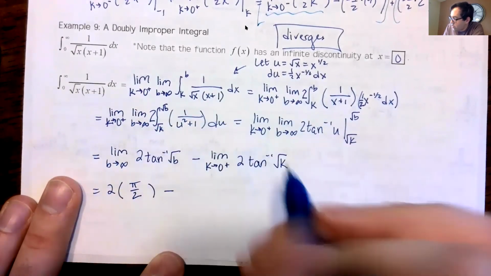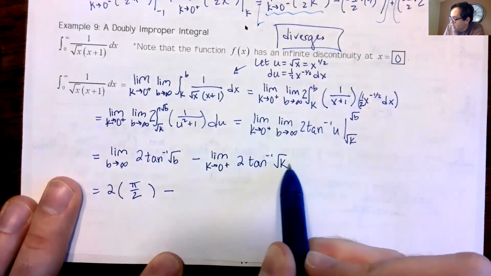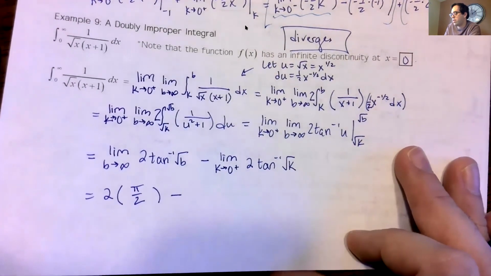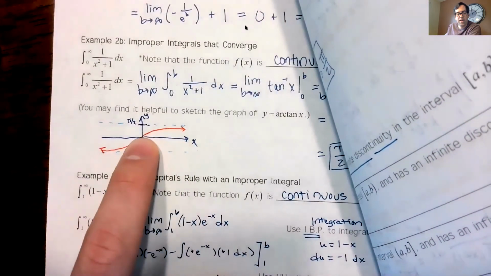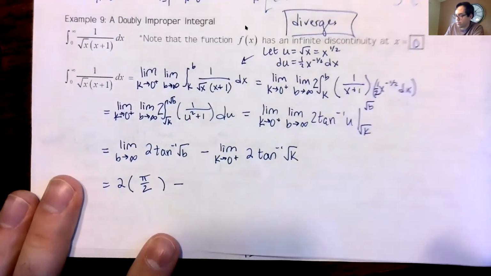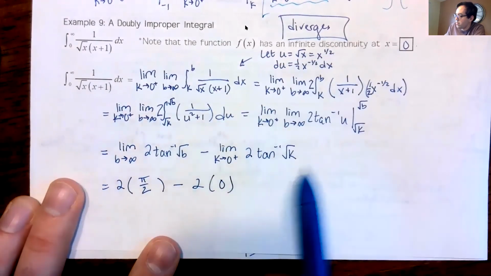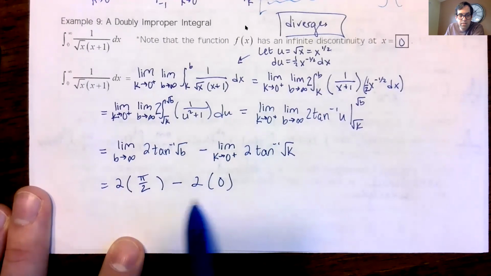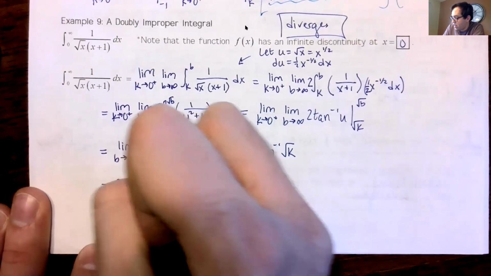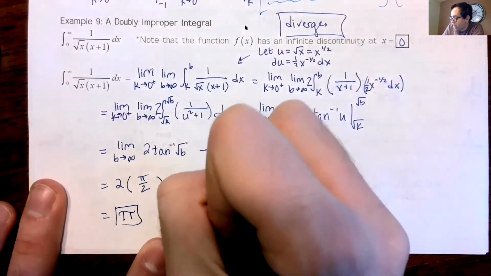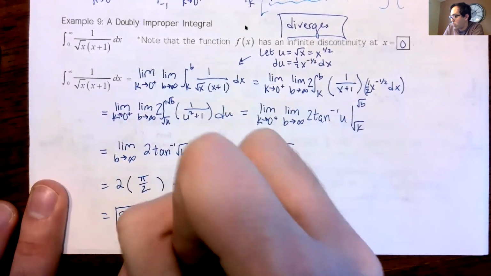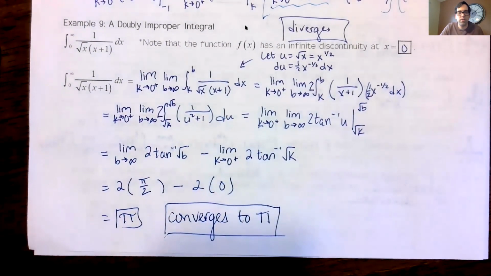And over here, as we approach 0 from the right, square rooting from 0 from the right is still going to be positive values coming from the right. And that's going to equal 0. We've seen that before. Okay, so we really just have 2 times pi over 2 minus 0, or pi. So this converges to pi after all that, which is really crazy, right? I want to show you that graph real quick. I'm going to pause so you don't have to watch me type it in, but give me 1 second.